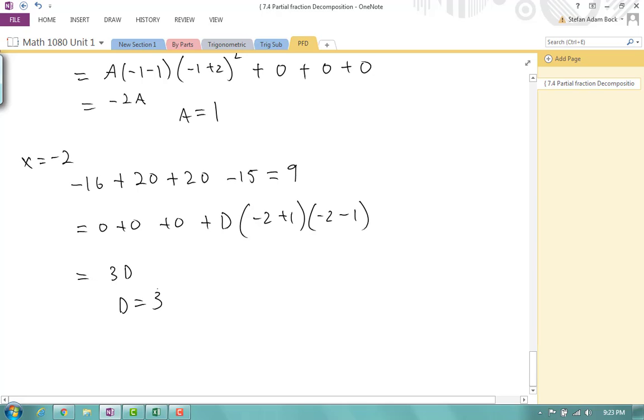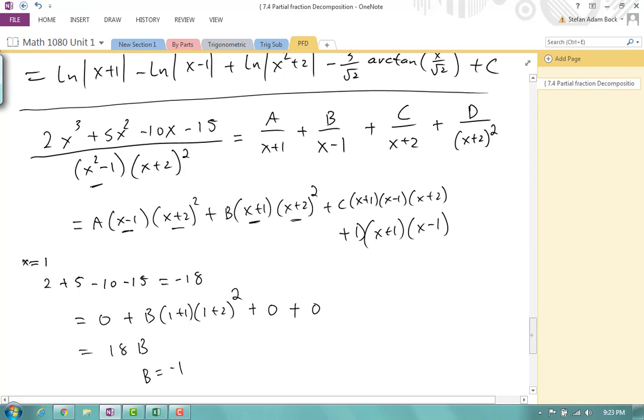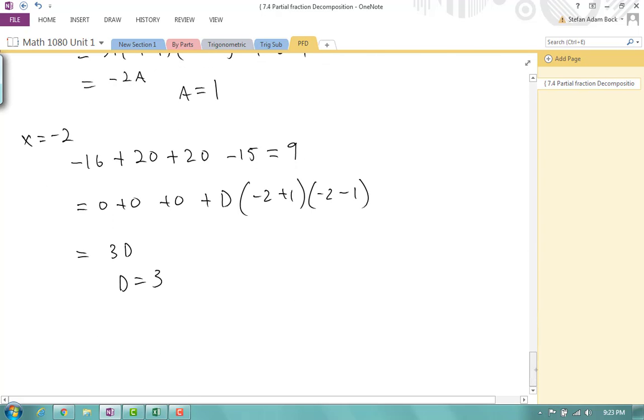So I've found a, I've found b and I've found d. All I'm missing is c. So what I'll need to do is find some way of finding out what c is. Fortunately, I know 3 out of 4 of my coefficients, so I could just choose any other number to evaluate, and c will be the only number left. So I'm going to choose x equals 0. It's not one of our factors, but since I know a, b, and d, the only coefficient left is c. So I'll be able to solve for what c is.